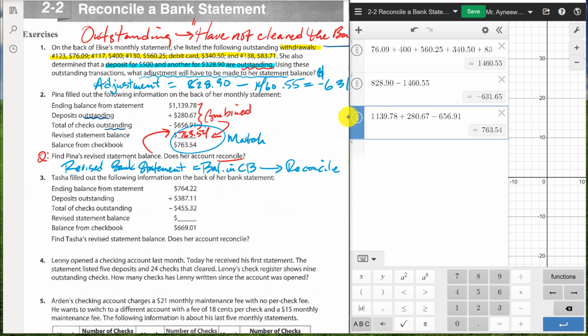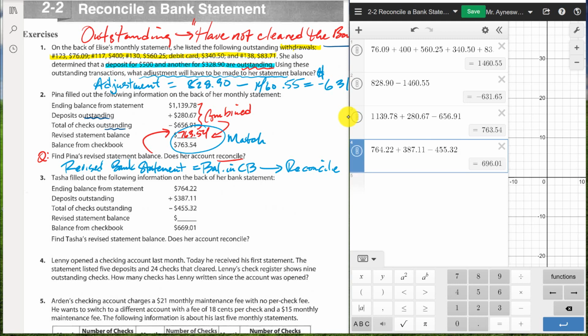She filled out the following information on her bank statement. Okay, so here's the ending balance was $764.22. Again, we have outstanding deposits, outstanding checks. So the question is, what's the revised bank statement? All right, so let's figure it out. So type in $764.22, and we're going to add in the outstanding deposits, because when they clear the bank, you're going to have that much more. So we're going to add $387.11. All right, and then when the checks hit the bank and they debit your account $455.32, well, that's got to be subtracted.